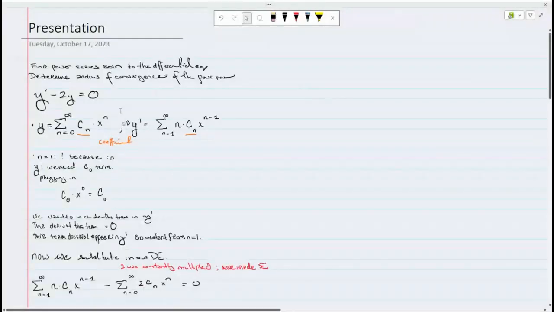Okay, Gregory, your turn. Sure thing. Okay, can you see this? Yeah. Okay, great. Hi, everyone. I'll be presenting from, I think, homework number 13, but with the numbers changed so it's my own. So the question is, find a power series solution to the differential equation, and it's going to be this, and determine the radius of convergence of the power series.